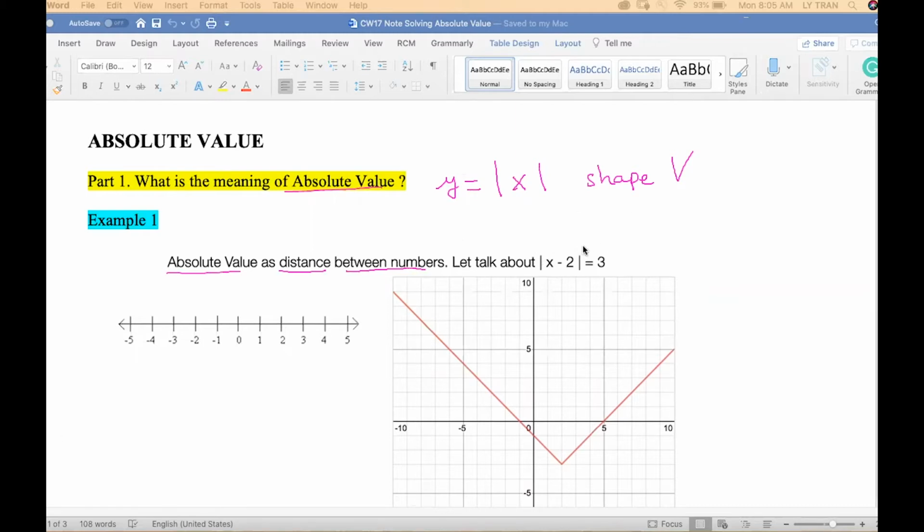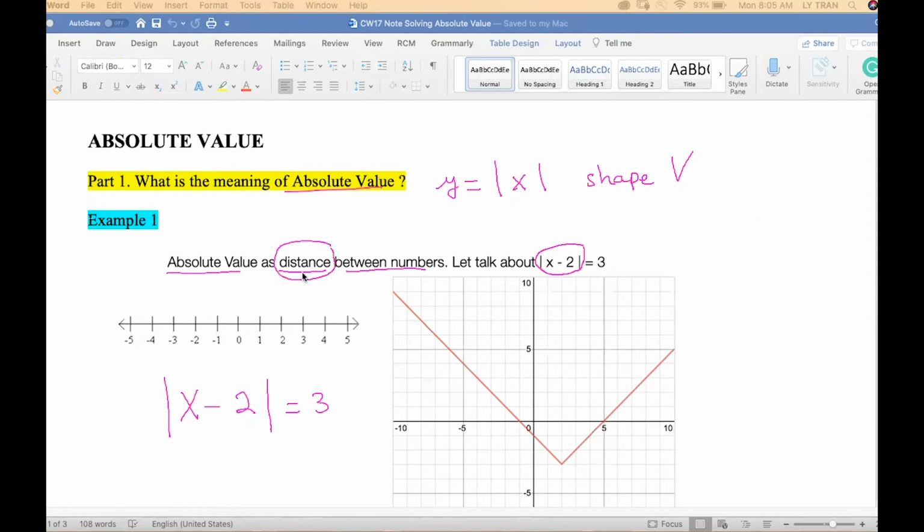We want to find the absolute value of x minus 2. You want to find the distance between two numbers, so you subtract. So x minus 2, and the absolute value of that. And then they said it equals 3. Again, absolute value means the distance.